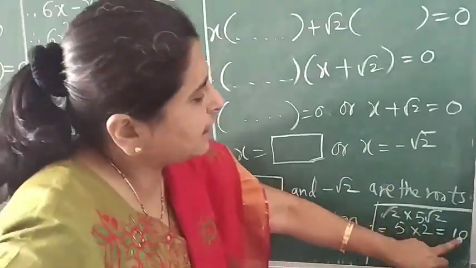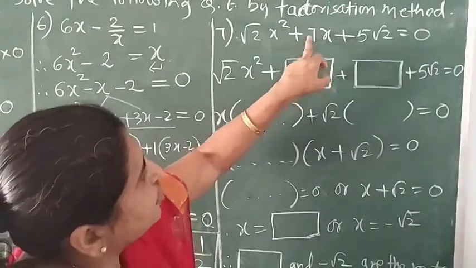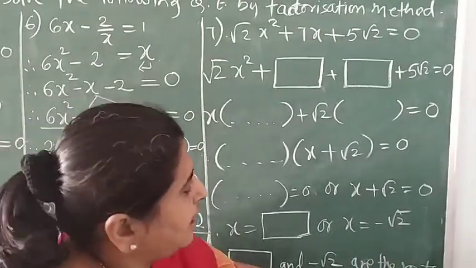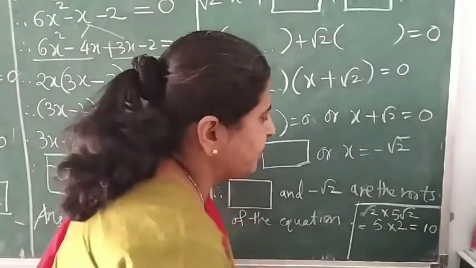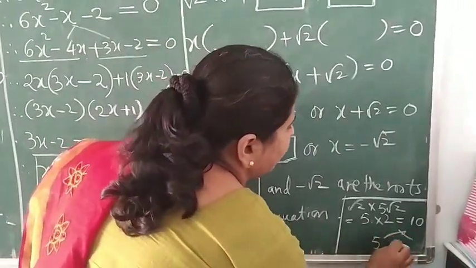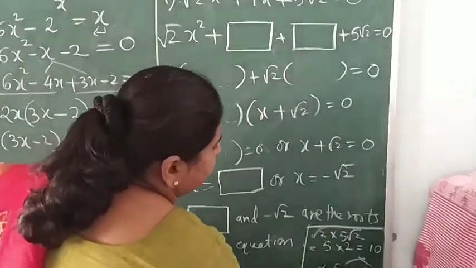Okay, so you have to factorize 10 in such a way that the sign is plus and its addition should be 7. So what are the factors of 10 whose addition will give you 7? You can see here, 5 and 2. So the factors of 10 can be 5 and 2, and the signs will be the same, plus 5 plus 2.